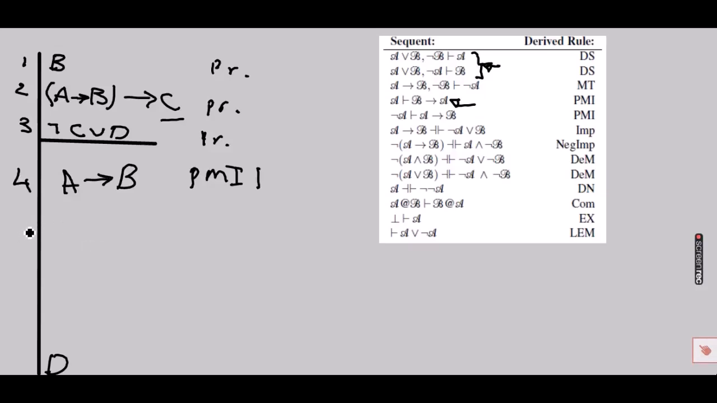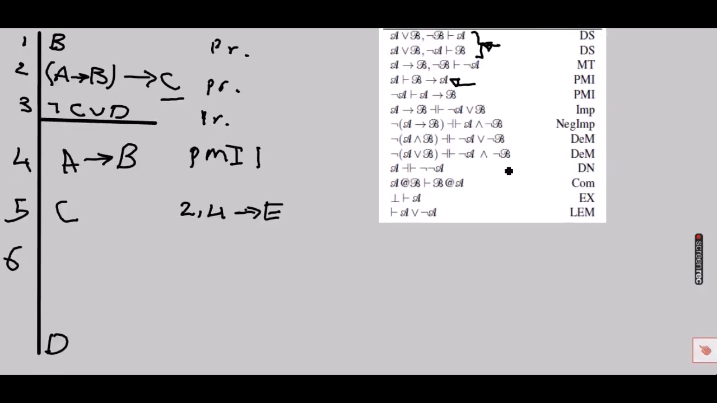Now that we have A arrow B, we can use one of the basic rules, namely arrow elimination, in order to get C. Because we have the antecedent of the conditional. So using 2 and 4 and arrow elimination, we get C. Okay, now that we have C, remember we wanted to get the negation of not C, which is not not C. So now that I have C, from that, using this rule, DN, I can get not not C.